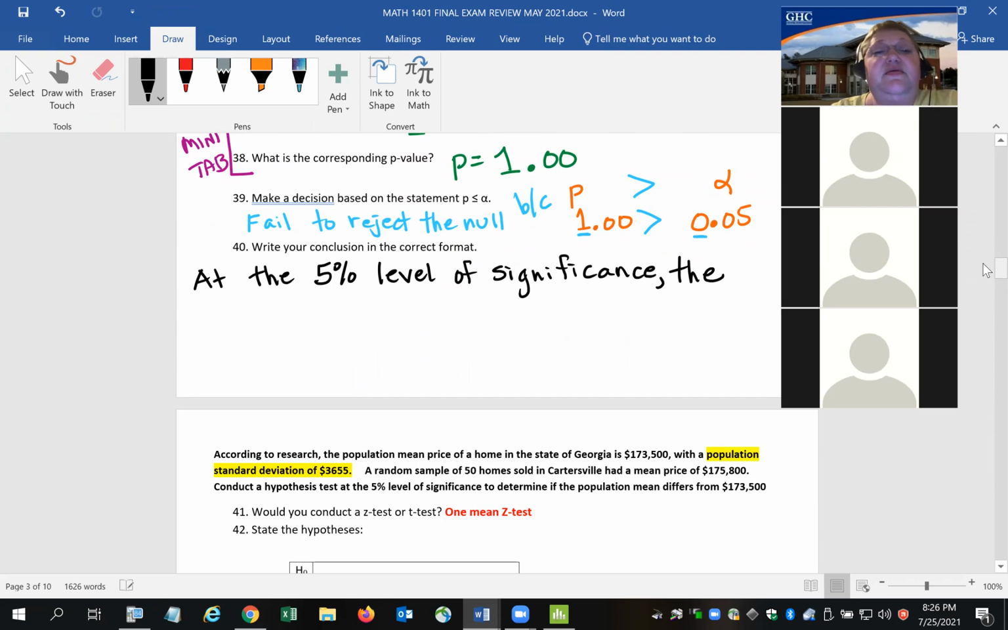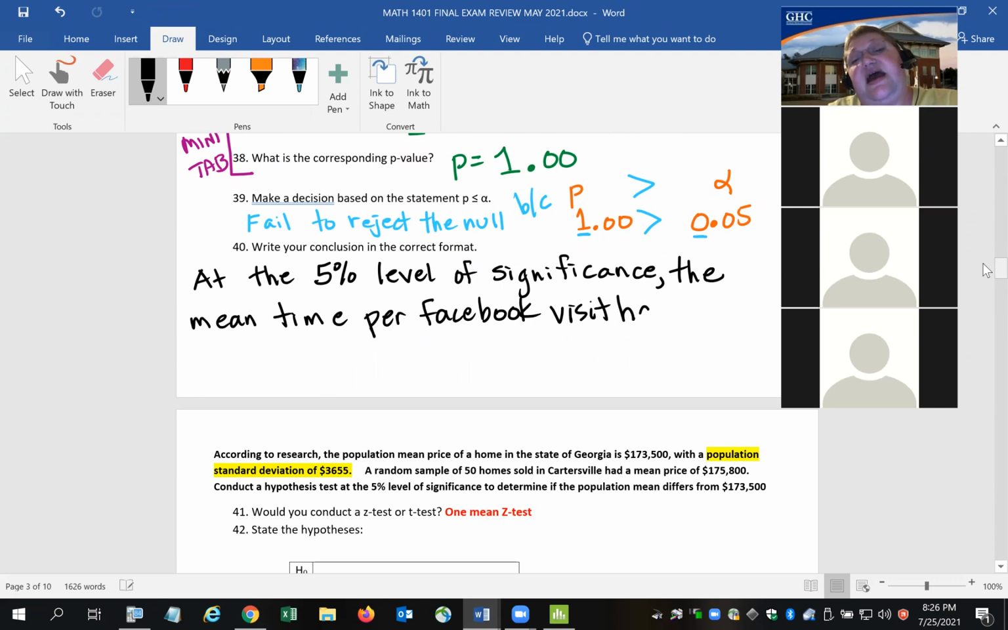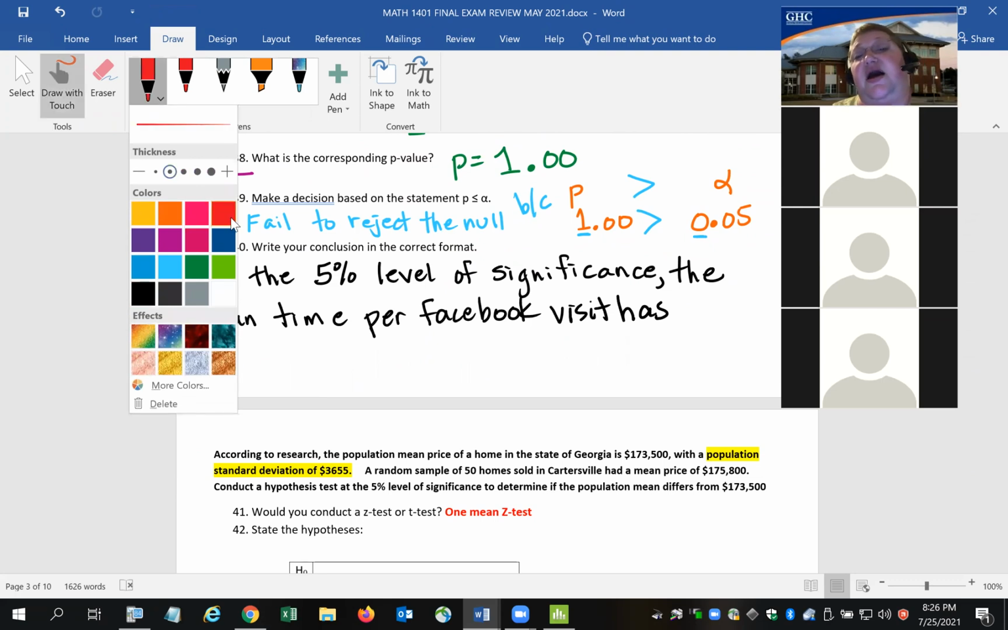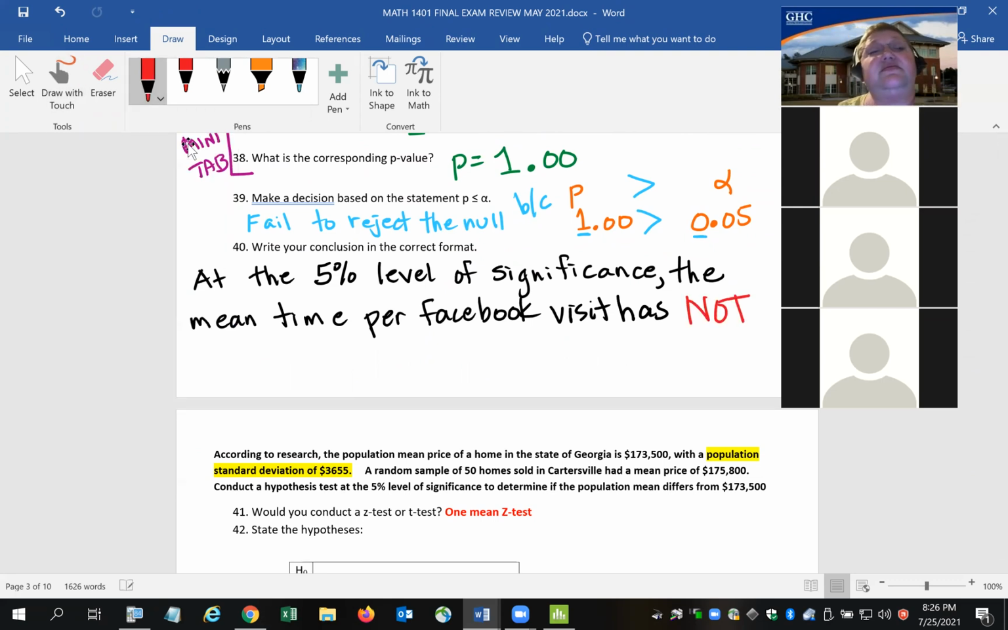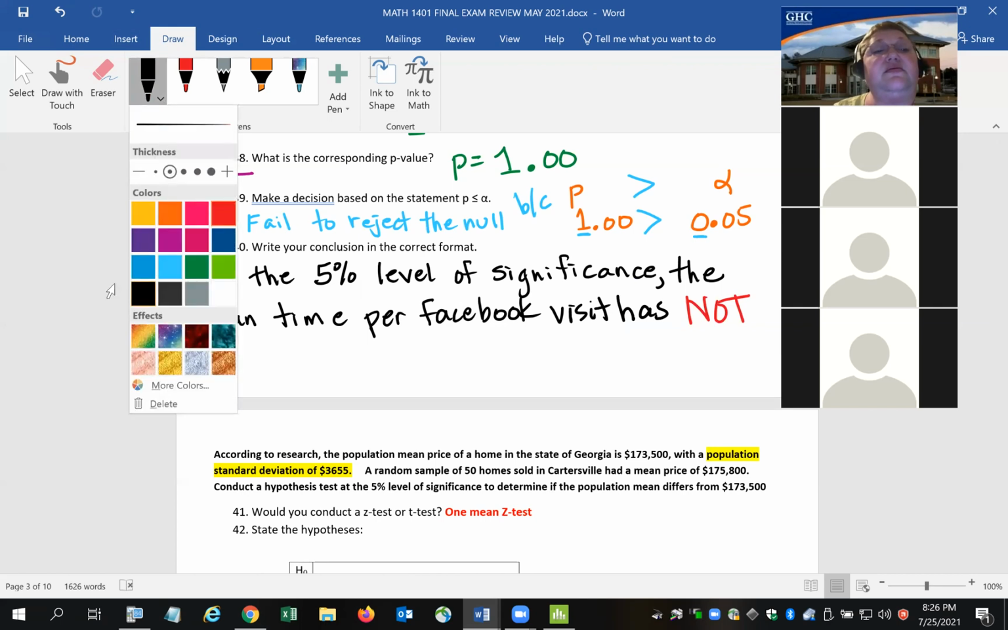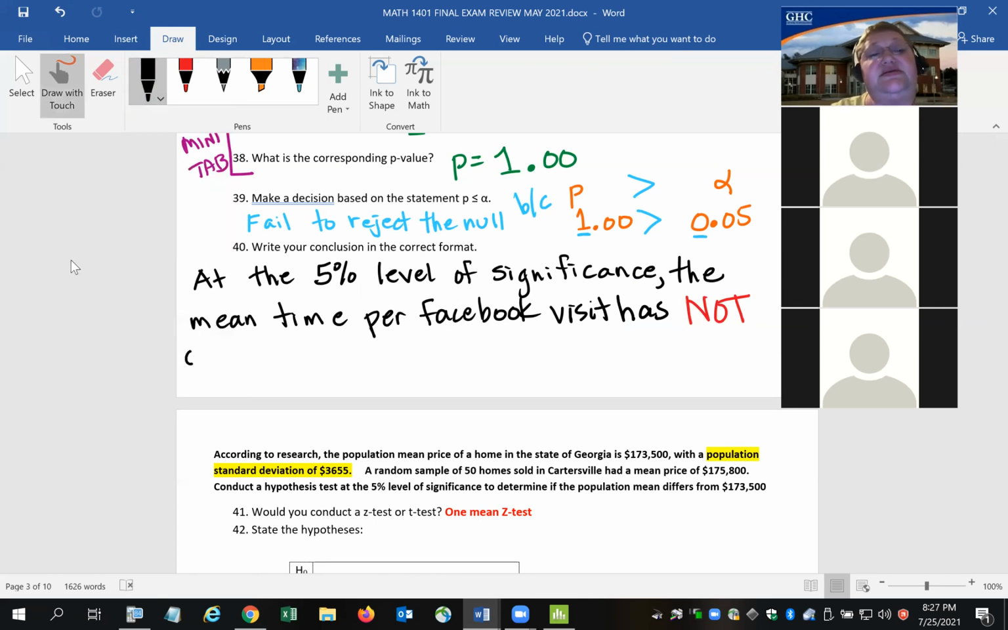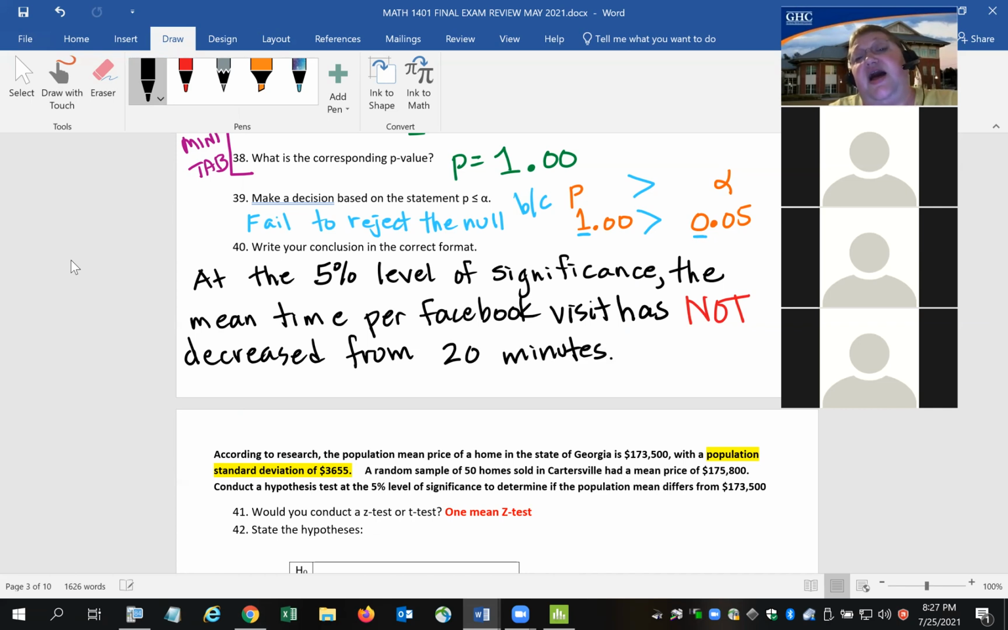The mean time per Facebook visit has not decreased from 20 minutes. I add the word not, okay?